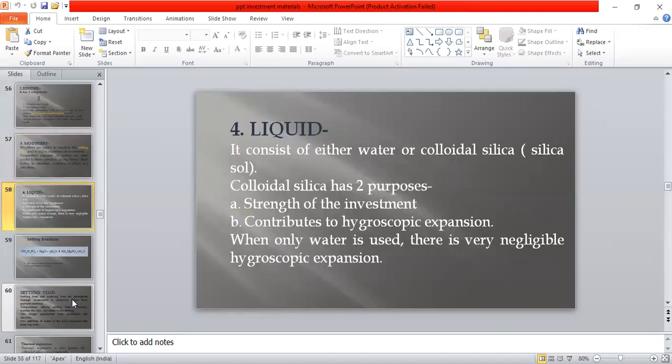Then next comes their liquid. So the liquid which we are using in phosphate bonded investment material consists of either water or colloidal silica, that is silica solution. So colloidal silica has two purposes. First, using colloidal silica as the liquid in phosphate bonded investment material provides strength to the investment. Then next, it contributes to the hygroscopic expansion. So when only water is used, there is very negligible hygroscopic expansion.